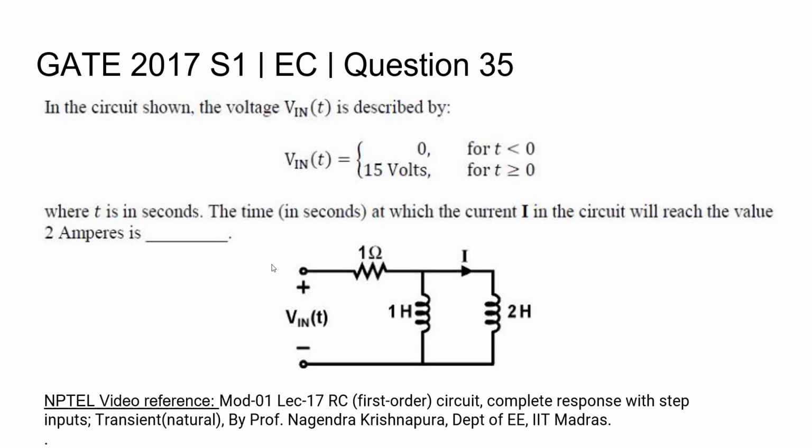Communication Engineering, GATE 2017 Set 1. In the circuit shown, the voltage Vn of t is described by the following relation. Vn of t is 0 volt when time t is less than 0 and it is 15 volt when time t is greater than or equal to 0, where t is in seconds. The time in seconds at which the current I in the circuit will reach the value of 2 amperes is dash.